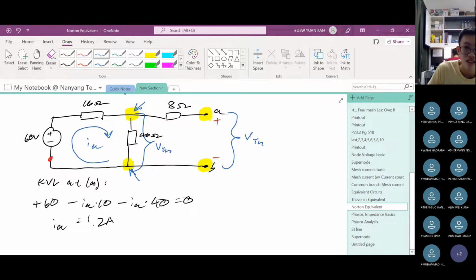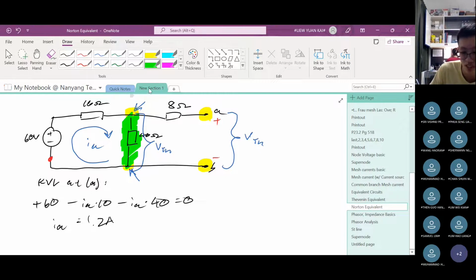Okay? Because there's no current through here, so there's no potential drop. These two are the same. These two are the same. Also same here. No current here, so that means these two are the same. Okay? So let's try to find the potential difference across this resistor then.